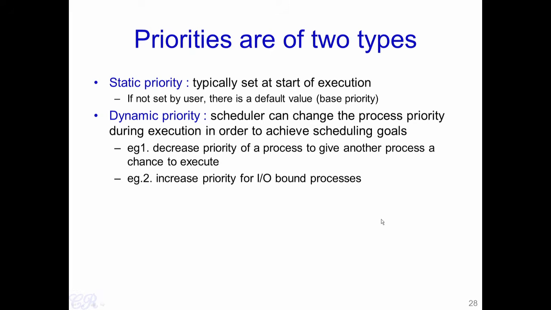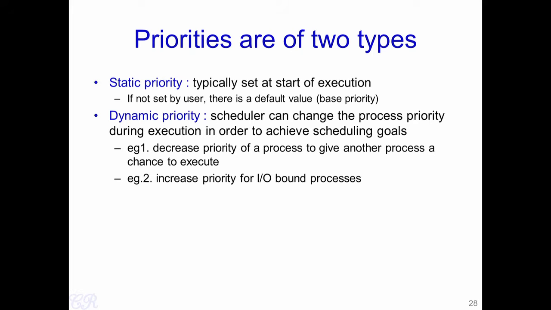So, based on this, there are two types of priorities present for a process. There is the static priority, which is typically set at the start of execution. It can be set by the user who is starting that application, and if the user does not set that particular priority, then a default value is taken. On the other hand, the second type of priority is known as the dynamic priority, where the scheduler can change the process priority during the execution in order to achieve some scheduling goals.